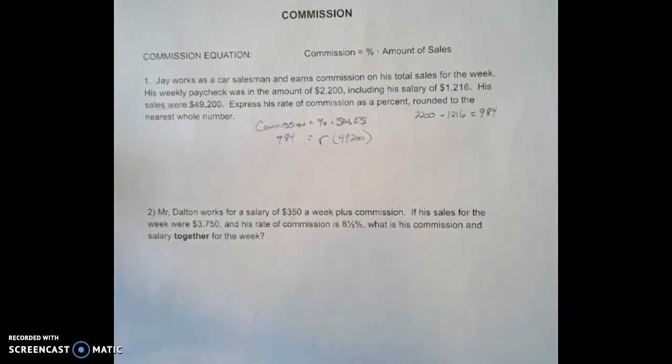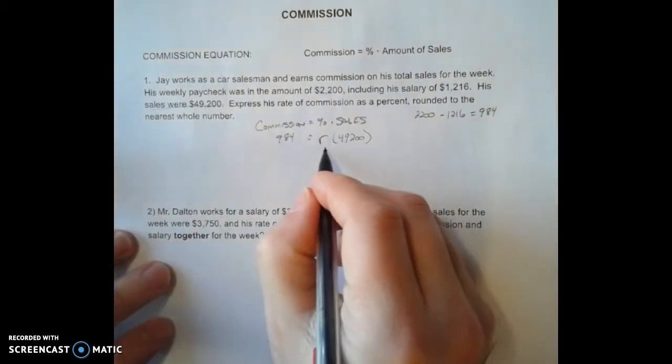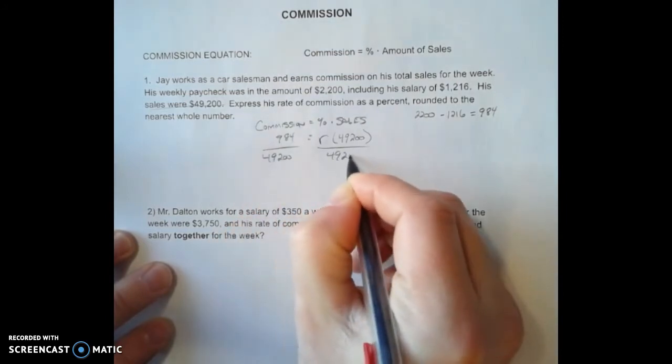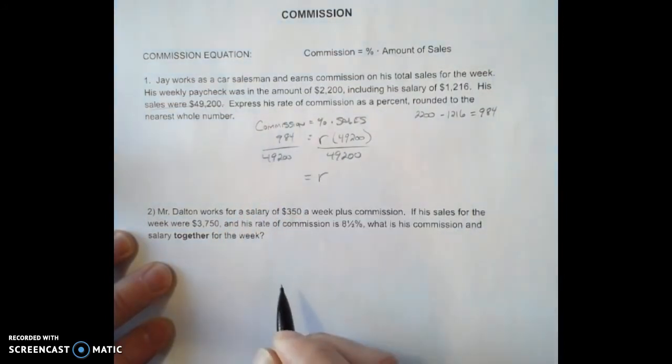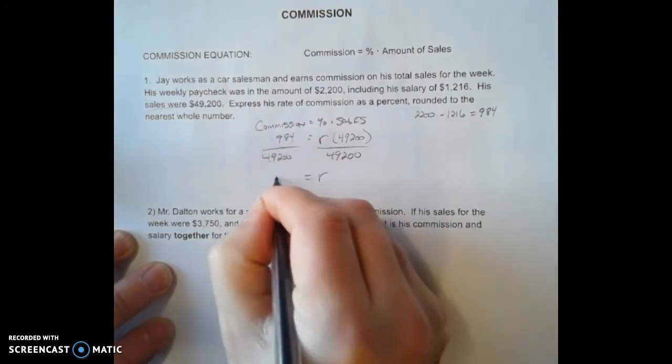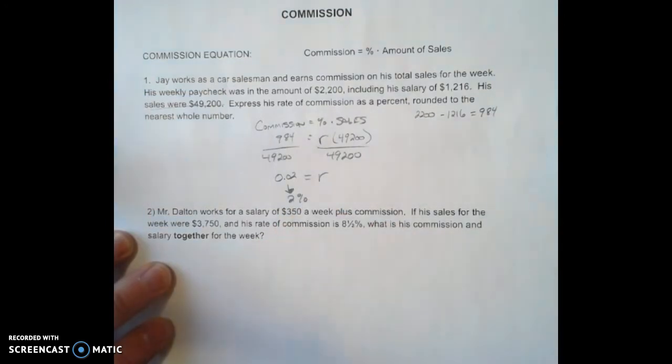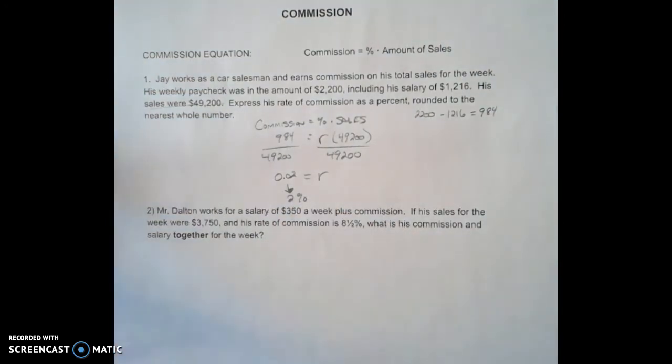All right, so to get the value of R, the rate, all by itself, we're going to divide each side by 49,200. And that's going to leave us with R equal to, when we do the division here, 2/100ths, which means that Jay earns a 2% commission on his sales.